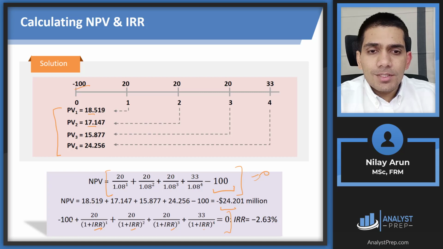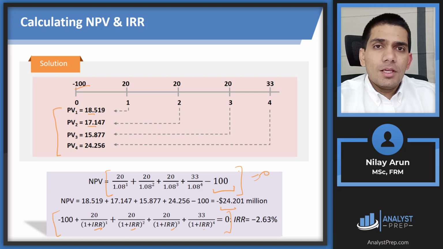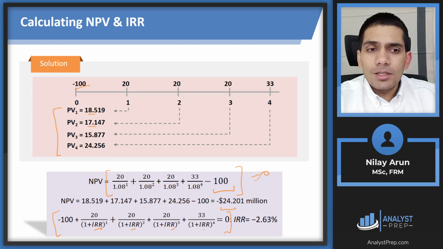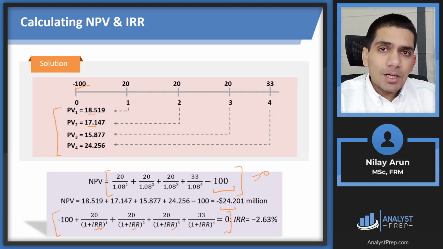Now, once you have this equation, this is something that is not easy to solve because you have IRRs in the denominator. So it's not a straightforward equation to solve. If you're doing it manually, then you will need to use the trial and error method and ultimately go in for interpolation. So that's going to take quite some time for you in an exam condition.